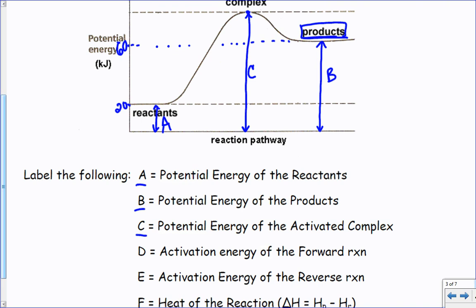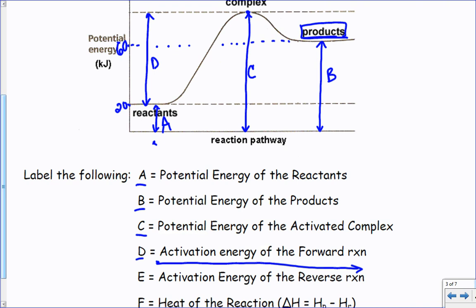D, the activation energy in the forward reaction. So what we need to know is that the forward reaction starts on the left and goes right, just like every other reaction we are used to. So if I start on the left and I'm on this side, how much energy does it take for me to get up over the hump? That's how we would define this activation energy. So we'll call that D. This is how much energy I need to get up to the activated complex.